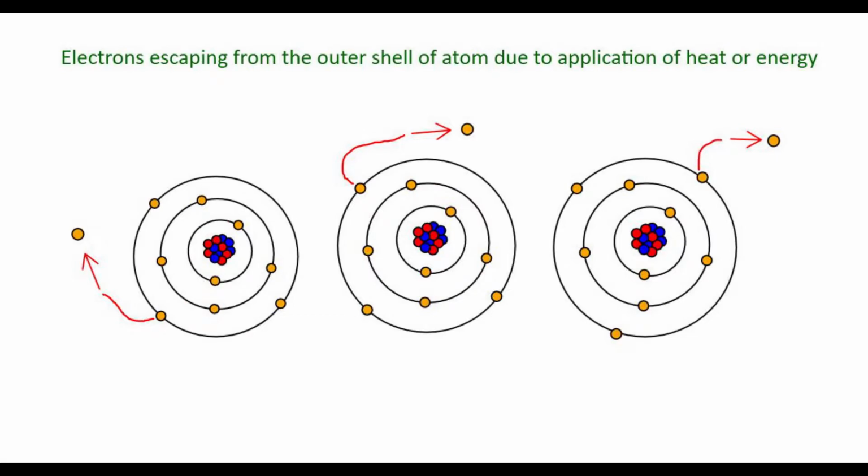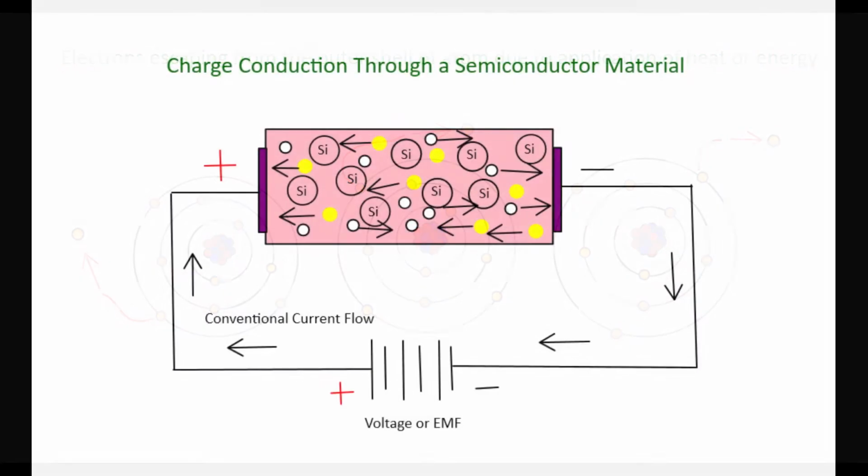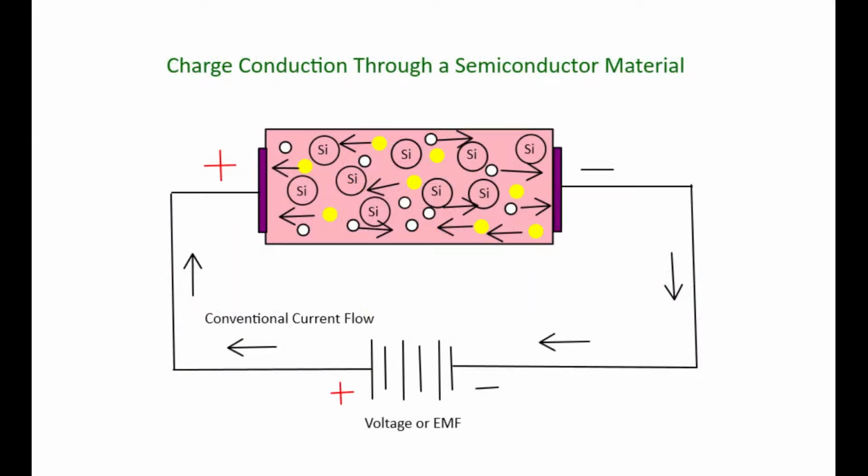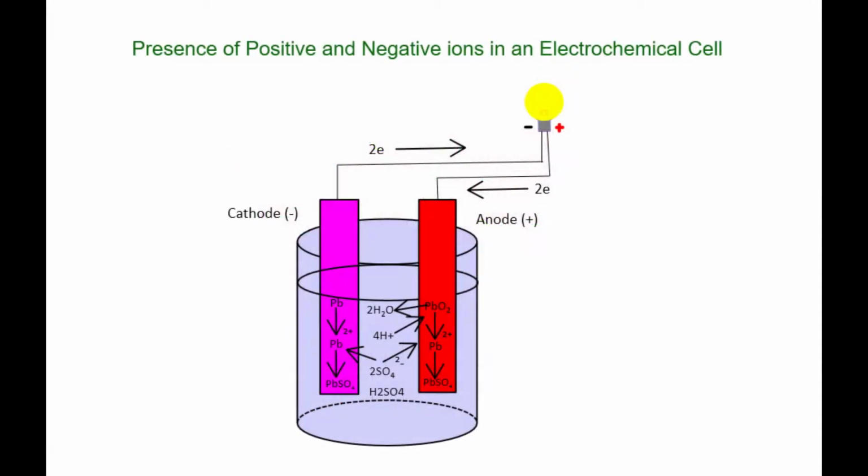In conductors such as metals, the positively charged atomic nuclei are held in a fixed position, and the negatively charged electrons are free to move about across atoms carrying the charge along with them. In semiconductor materials, the charge carriers can be both positive and negative, either electrons or holes. That depends on the type of semiconductor and its doping. In electrochemical cells, both positive and negative ions are present at the same time.